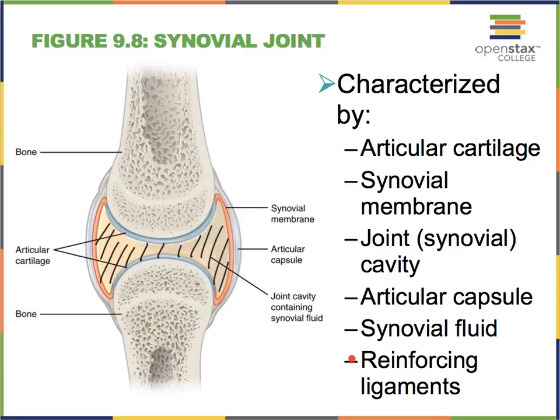I have listed here reinforcing ligaments. So what that means is that very often, in addition to your typical articular cartilage and articular capsule, you might also have additional ligaments, perhaps interconnecting this portion of this bone to that portion. Or maybe even within, like we see in the knee joint, inside of the joint cavity, we might see crossing over ligaments like so.